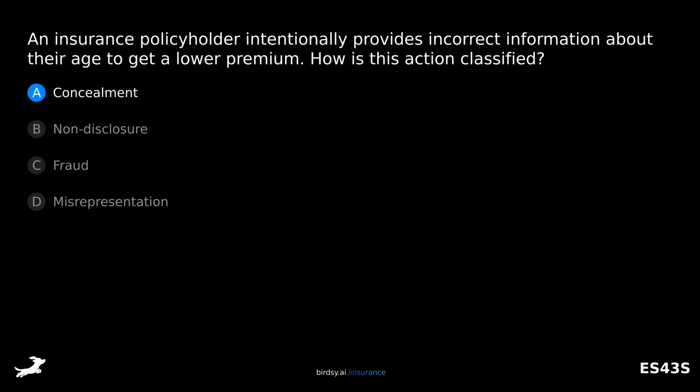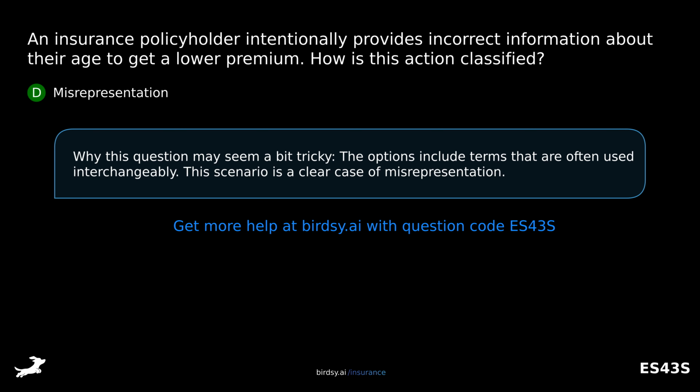Is it A, concealment, B, non-disclosure, C, fraud, or D, misrepresentation? The answer is D, misrepresentation. Why this question may seem a bit tricky. The options include terms that are often used interchangeably. This scenario is a clear case of misrepresentation.